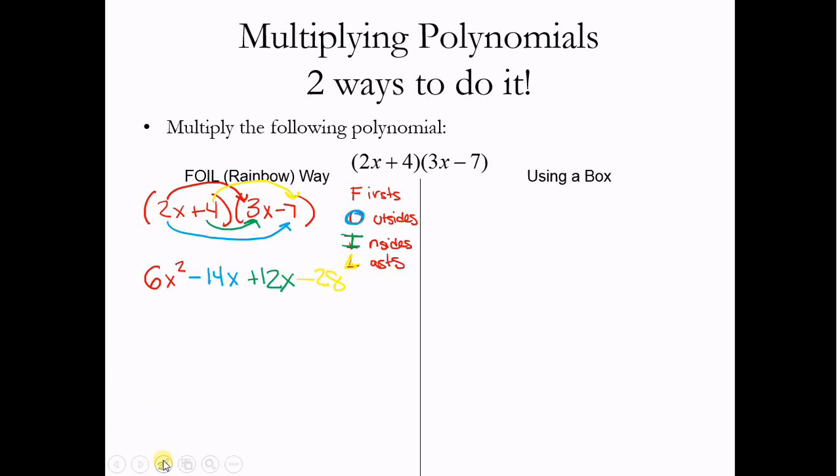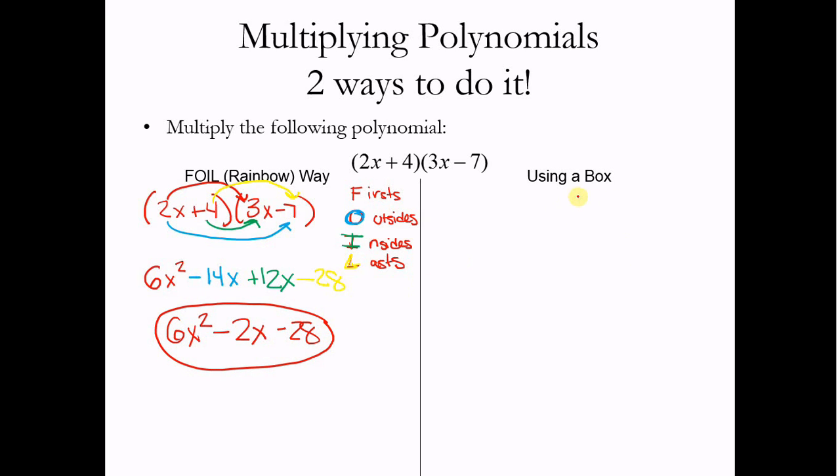Now we're going to combine our terms together. I just have 6x squared. Negative 14x plus 12x, well that's negative 2x. And then minus 28. So that is one way to get that answer.